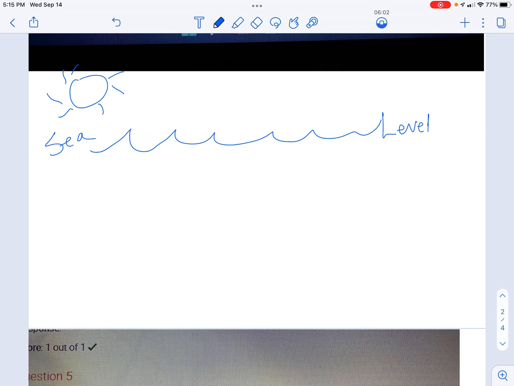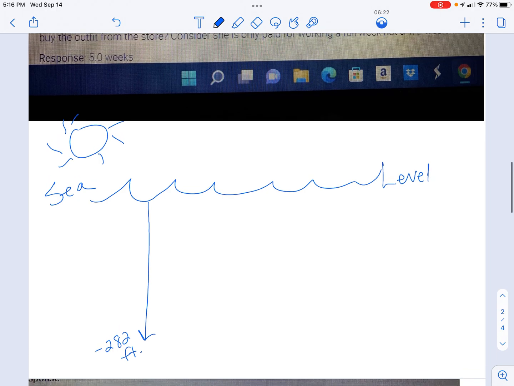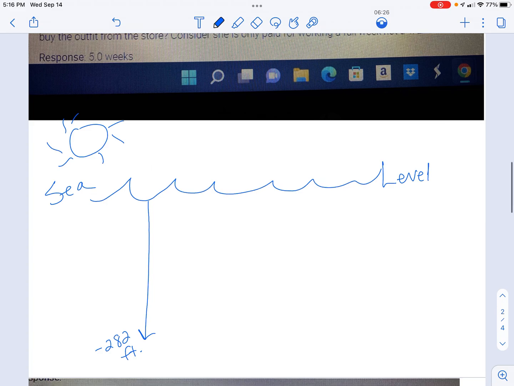The elevation for each of those places, one of them was a negative 282, which means it's 282 feet below sea level. So we have one of these that's 282 feet below sea level. That's written as negative 282. If it was a positive 282, you'd be looking at going above the sea level. But that's not what we have here. We have negative numbers here. So this means 282 feet below your sea level.